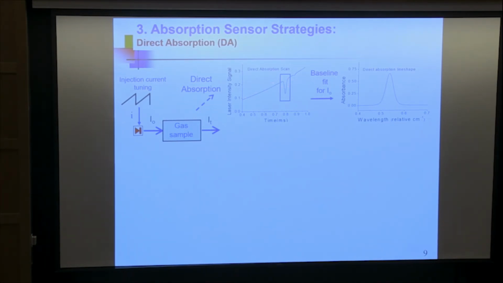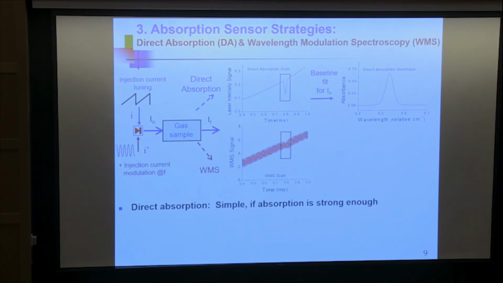So the background is I0, and this absorption line is here. There's another little one right here. Now you take the logarithm and you get the absorbance. So that's called scanned DA, scanned DA. It's a simple, smart thing to do if you've got enough absorption. But there is an alternative.